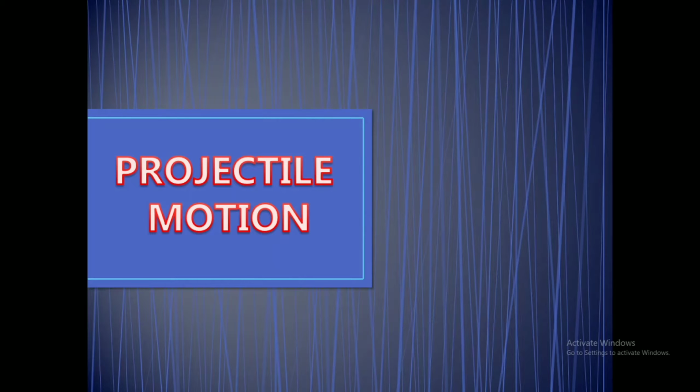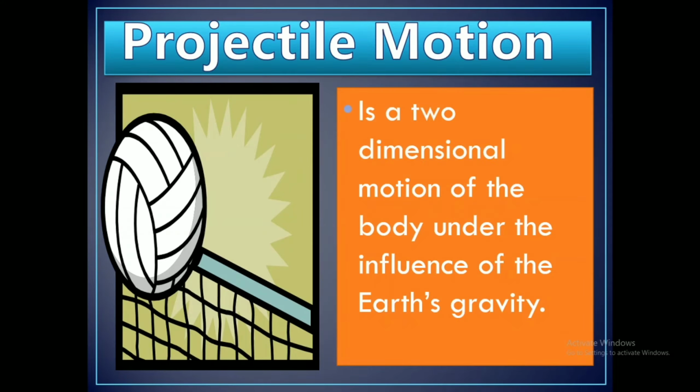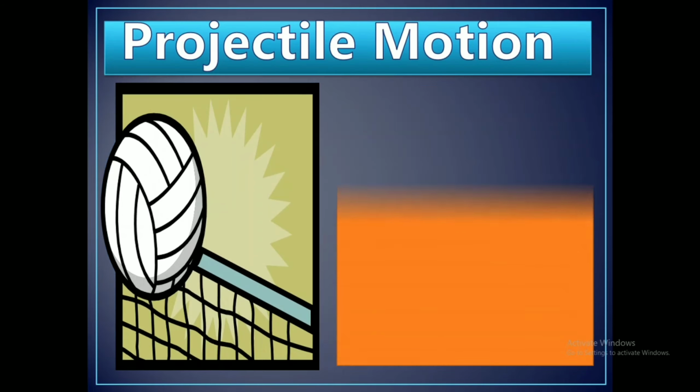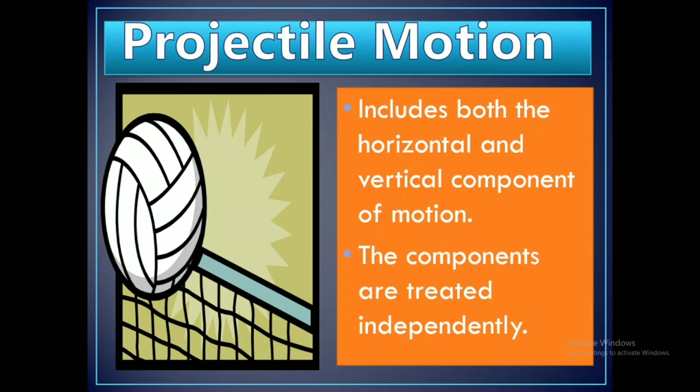Projectile motion. Projectile motion is a two-dimensional motion of the body under the influence of the Earth's gravity. It includes both the horizontal and vertical component of motion. The components are treated independently.